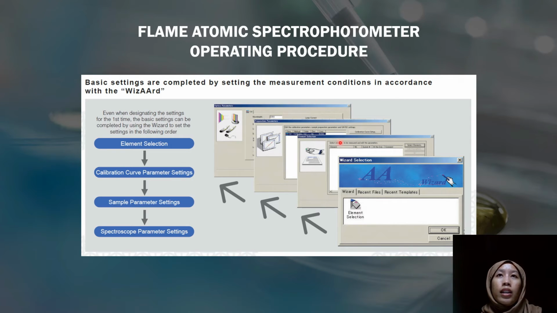So this is the software used to conduct AAS, which is called Wizard. Basically, this is the flow chart of using Wizard software. First, we have element selection, and then calibration curve parameter setting, sample parameter setting, and lastly, spectroscope parameter setting.